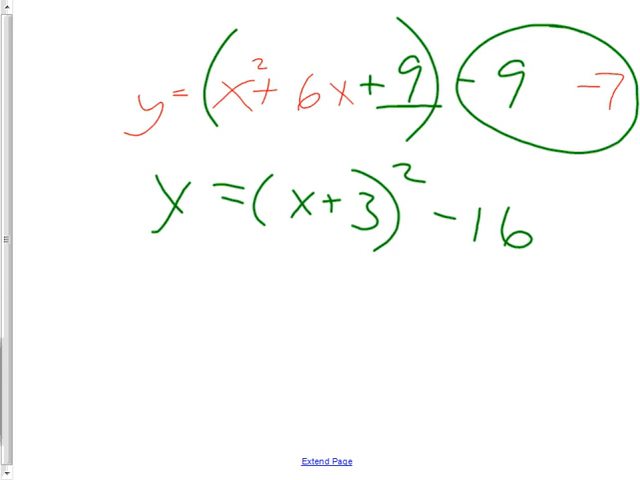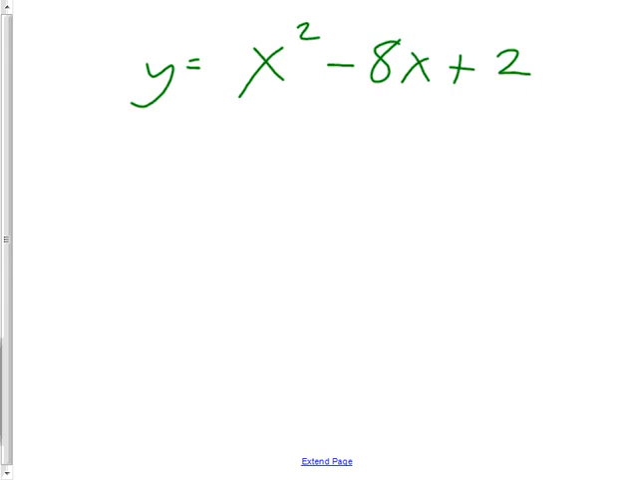I'd like you to try one. You try telling me what the vertex is for this guy then. y equals x squared minus 8x plus 2. Try to find the vertex for that by completing the square.